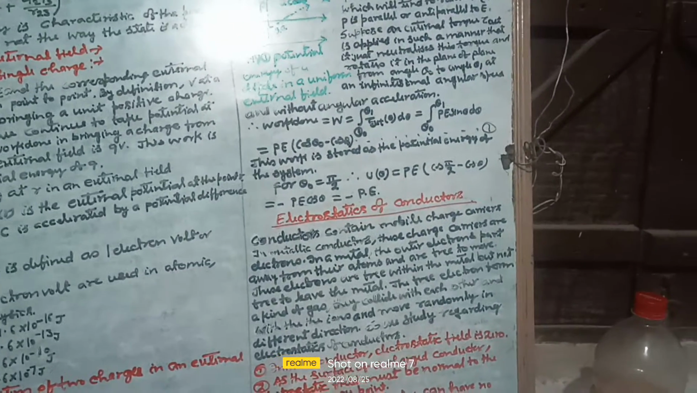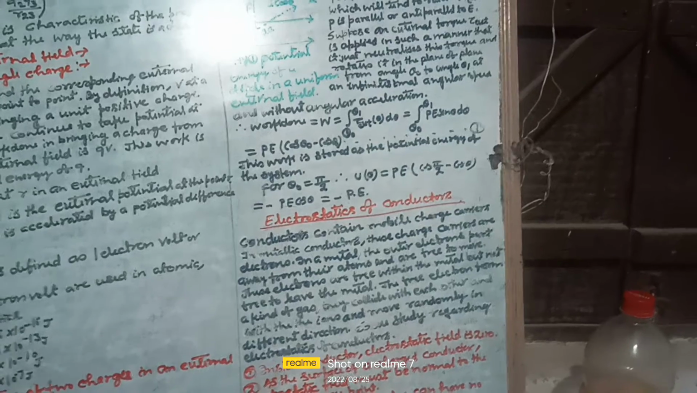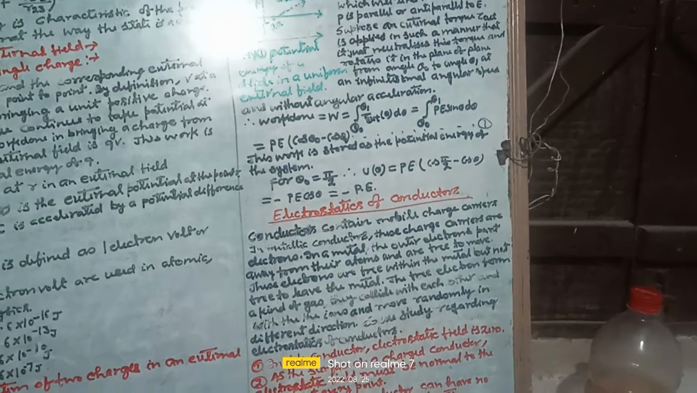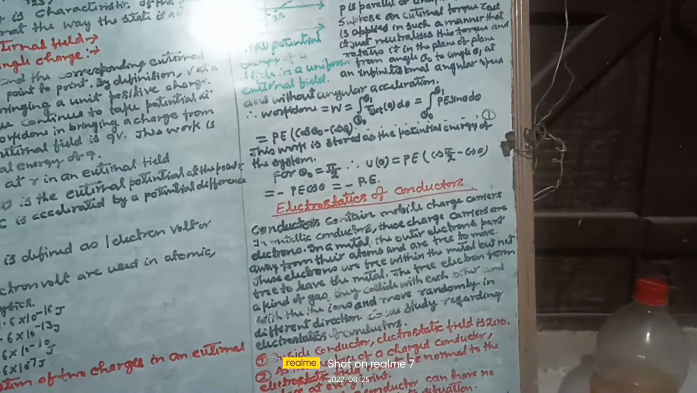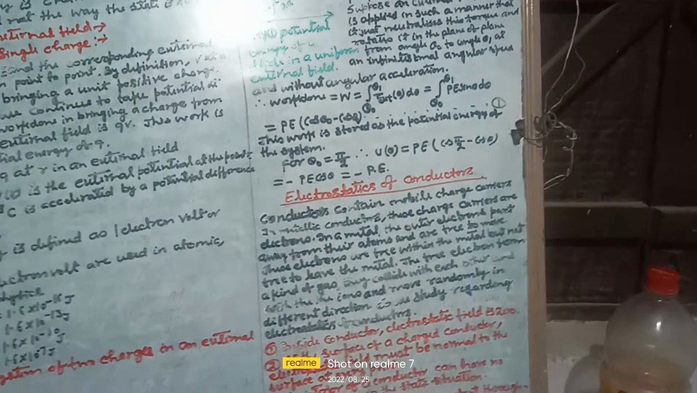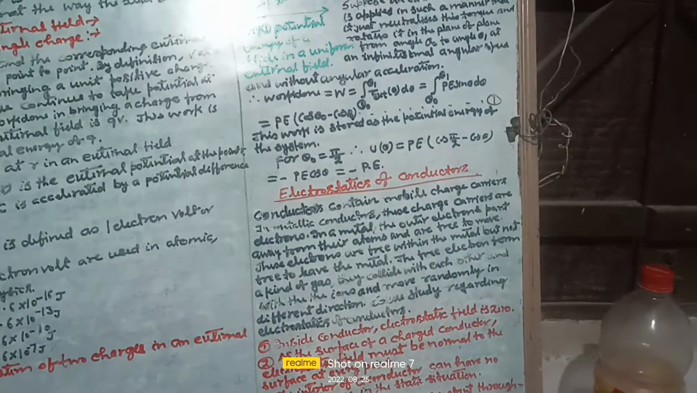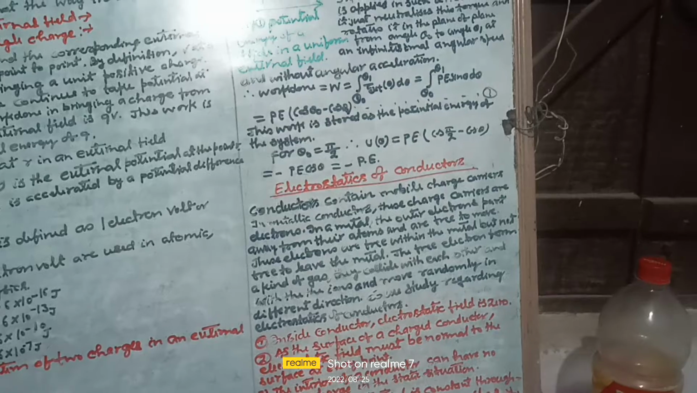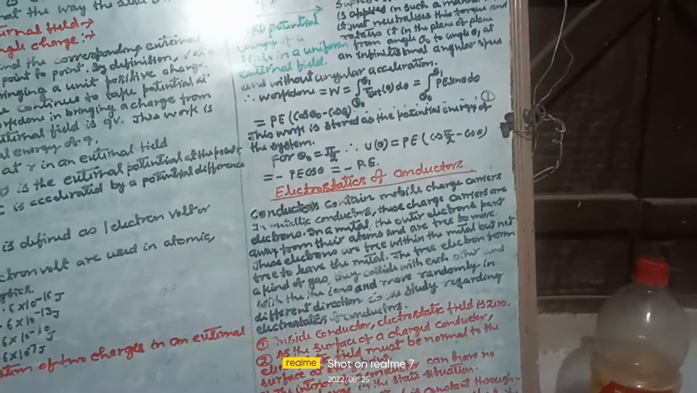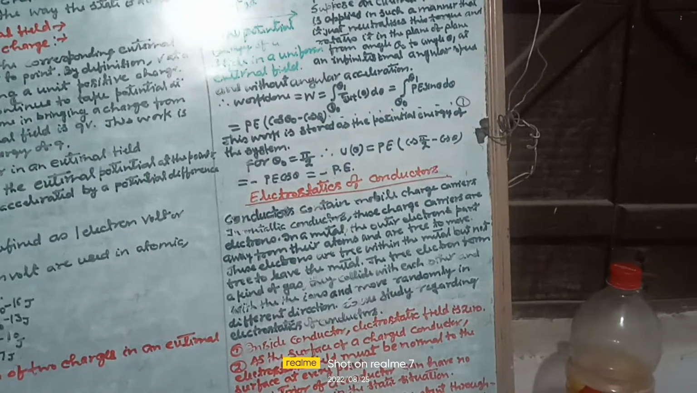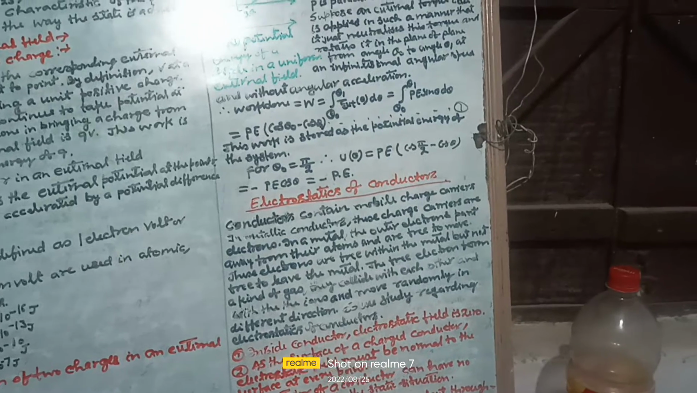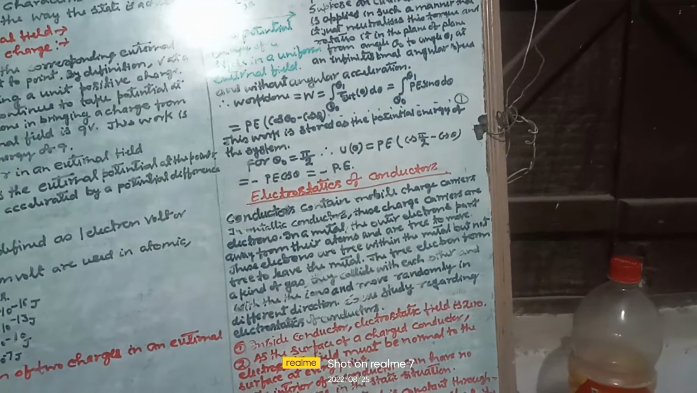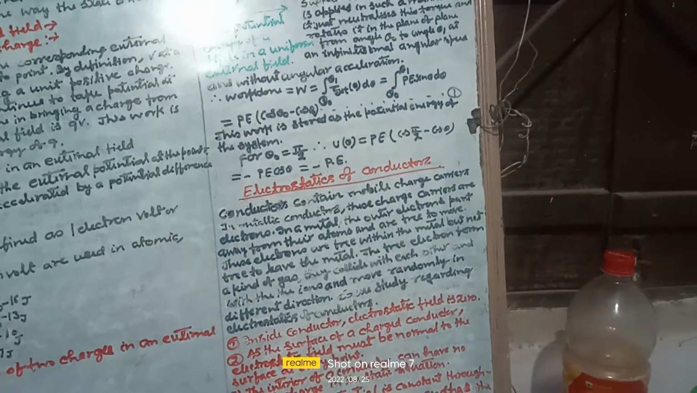Inside a conductor, the electrostatic field is zero. At the surface of a charged conductor, the electrostatic field must be normal to the surface at every point. The interior of a conductor can have no excess charge in the static situation. Electrostatic potential is constant throughout the volume of the conductor and has the same value as inside on its surface.